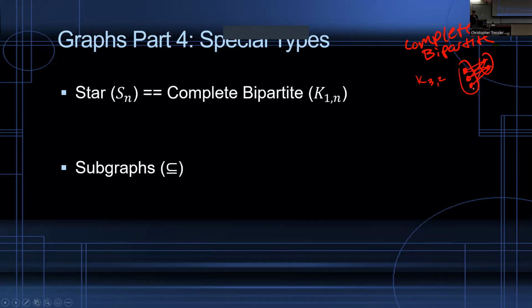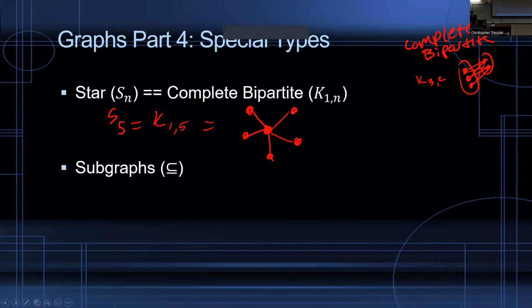But anyways, for this special case, this star, it's basically a complete bipartite graph, but the first number is always 1. So this means that if we had a star of 5, right? This would be equal to a complete bipartite graph with 1, 5, right? So now what this would look like is we basically have 1 here, and then we have 5 around it. 1, 2, 3, 4, 5, and then basically it just goes like that.